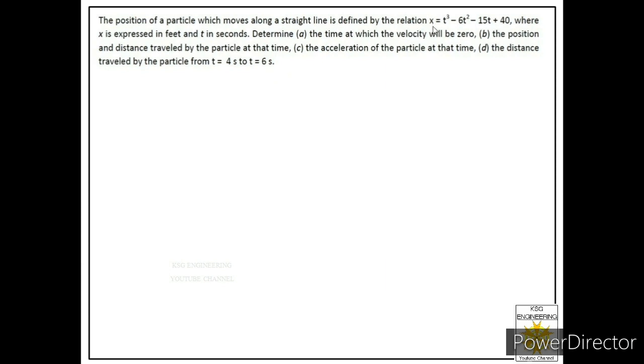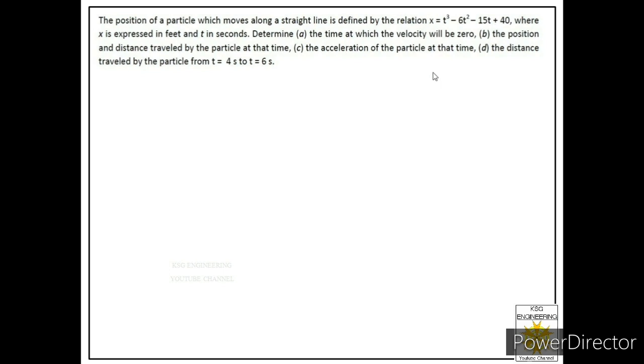So we are given one equation over here, and it is related to the position of a particle which is moving along a straight line. In this equation, x is the distance, expressed in feet, and t is the time in seconds. So let us solve its A part first. It says determine the time at which velocity will be 0. So we have to find at what time the velocity of the particle will be 0.